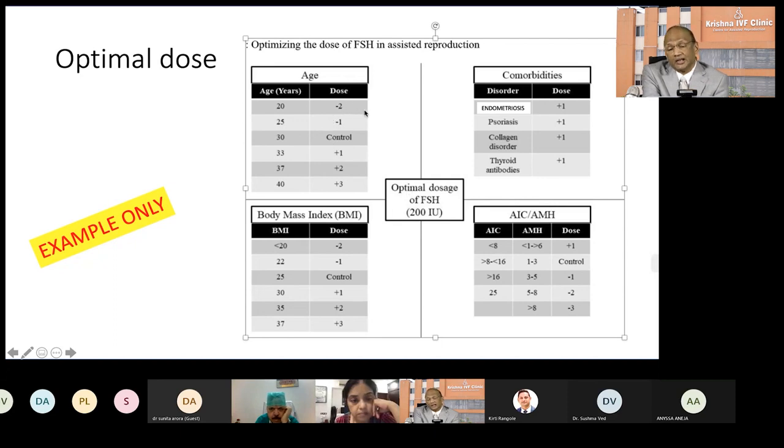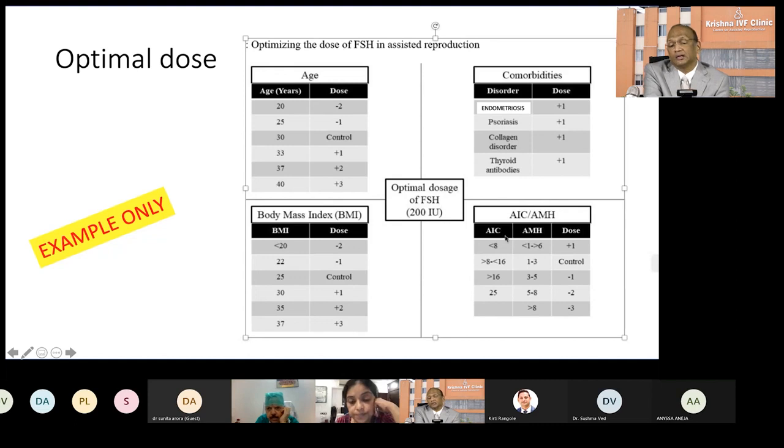If it is 20, I minus another 25. That means based on the age my starting dose is 150. Then again based on the BMI of 25, I might minus the dosage as the weight comes down, provided they are healthy, and increase the dosage as the weight increases.